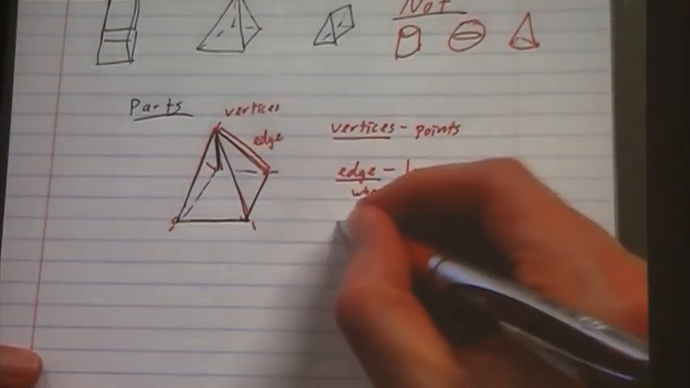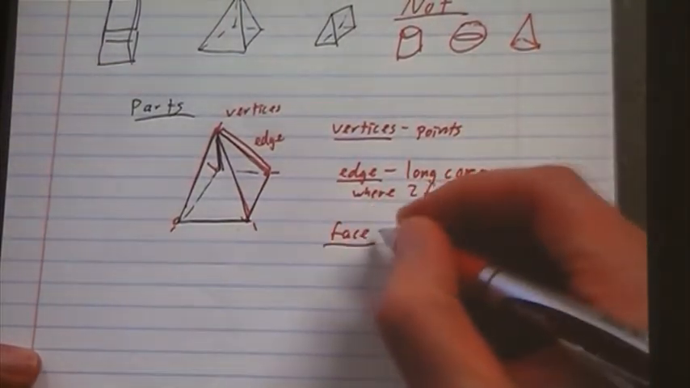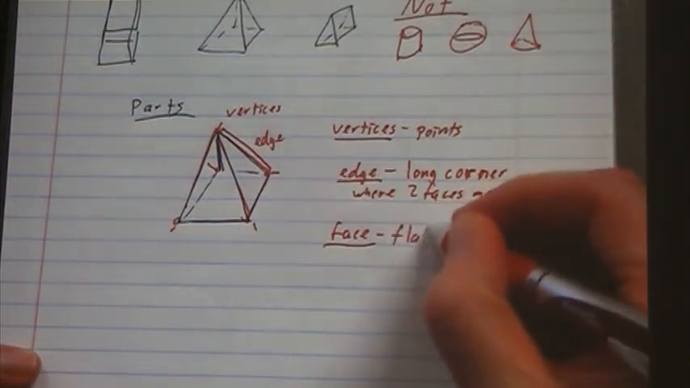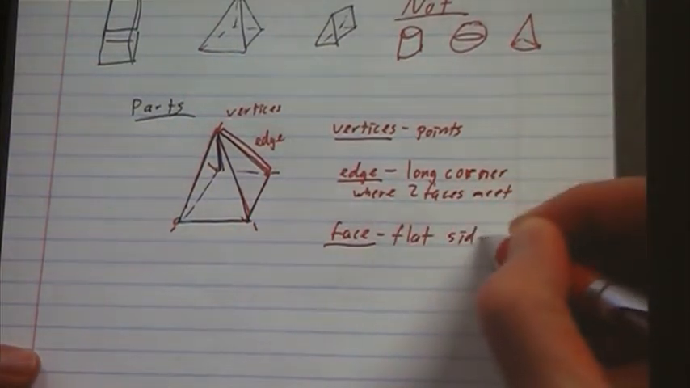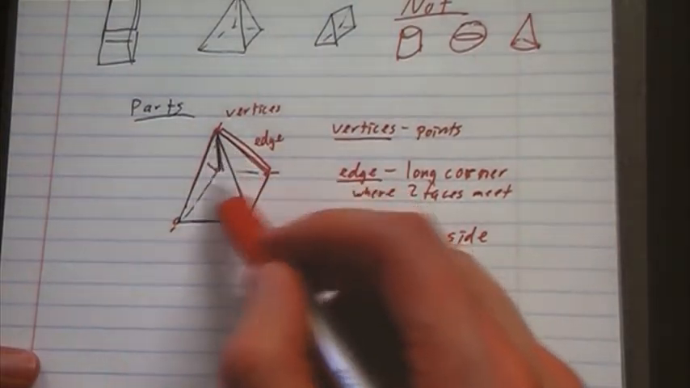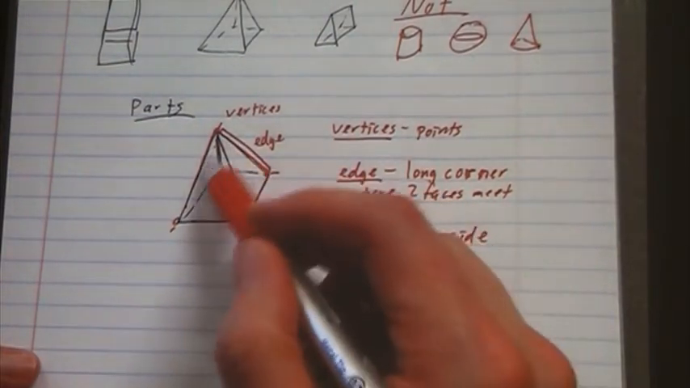And a face is like a flat side. So this guy has a face right here, face in the back, face on the side, face on the bottom.